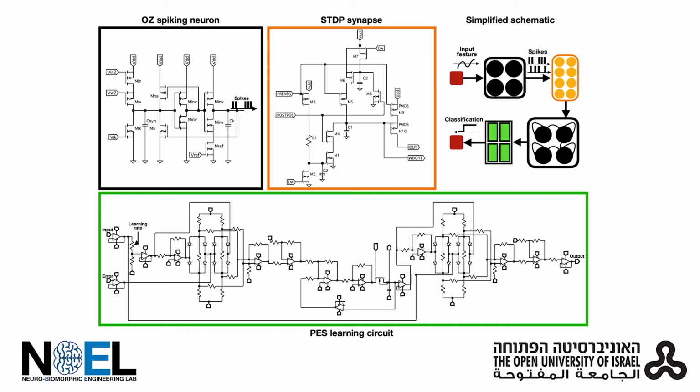To support long-term potentiation and depression, we designed an analog implementation of the STDP synapse. The synapse is introduced with 2 spike sources, the pre- and the post-OZ neurons. The synapse implements a memory with a decaying factor.